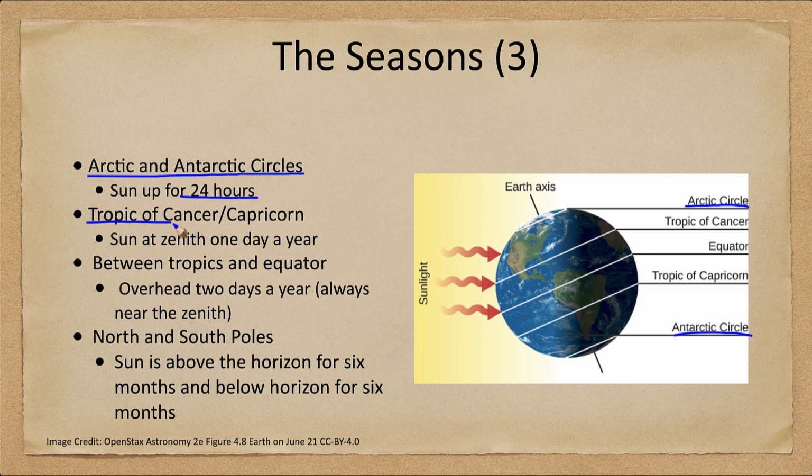We also have the tropical regions, the Tropic of Cancer in the northern hemisphere, the Tropic of Capricorn in the southern hemisphere. And if you're within that range, then you are always going to have the sun at the zenith at least one day a year. For the tropics, exactly one day a year. And in between there, you would have the sun overhead 2 days a year. But it's always close to the zenith. So it will always be close to straight overhead, no matter what time of year it is. So those are the tropical regions that are very hot.